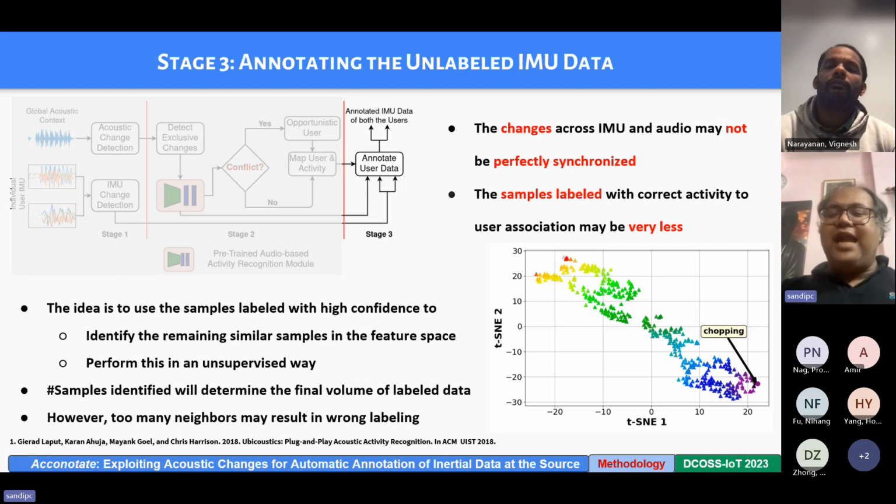one important challenge that comes up is that the changes we observe in the IMU data and the audio data might not be perfectly synchronized, because they might get captured at different points of time.